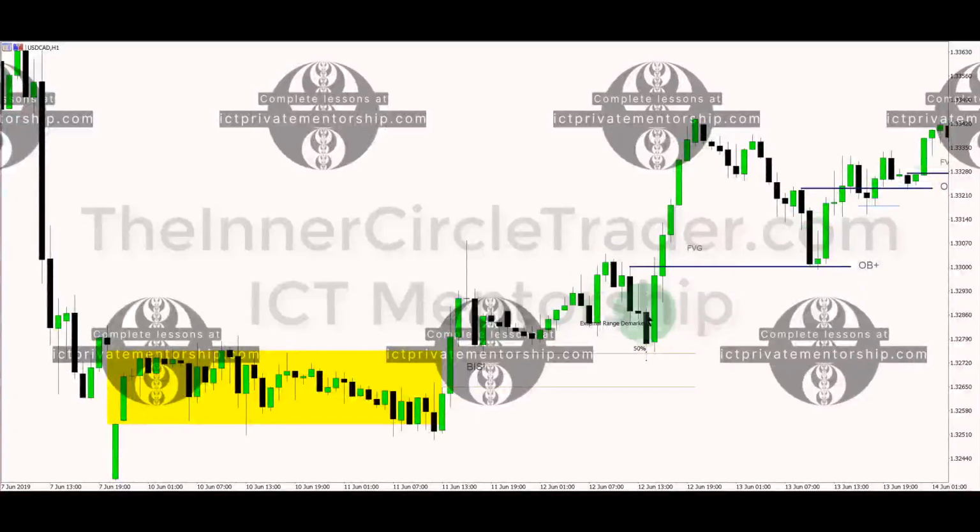Bullish order block. Three down closed candles. We have displacement. Bullish order block, fair value gap, overlap. Price can be bought here on the 13th.